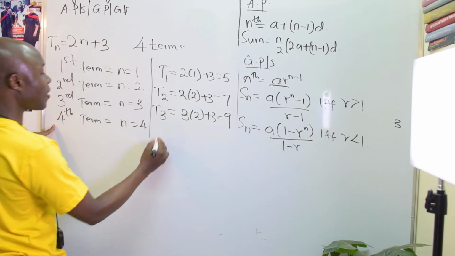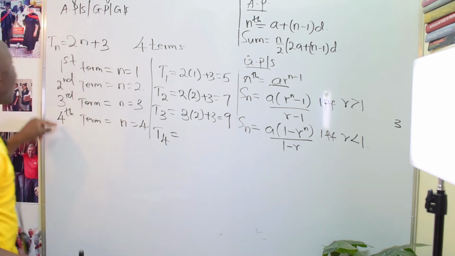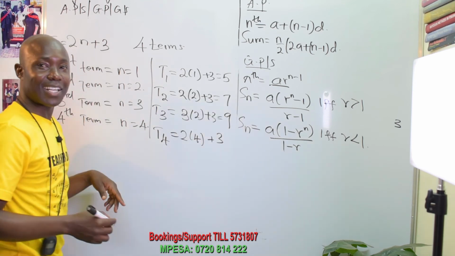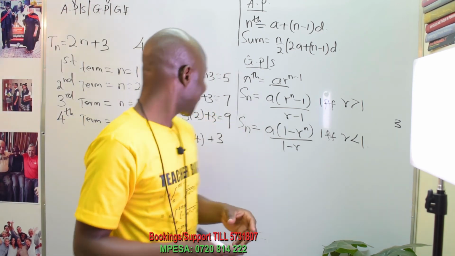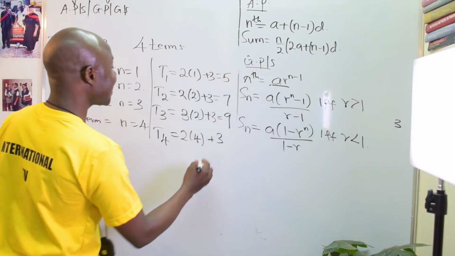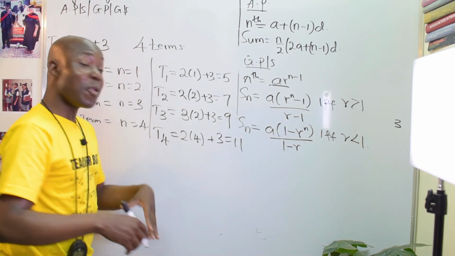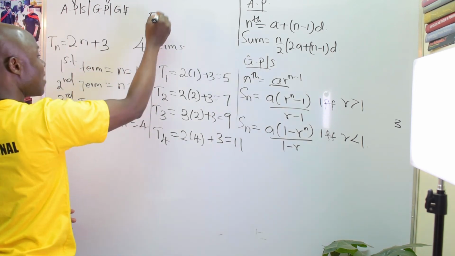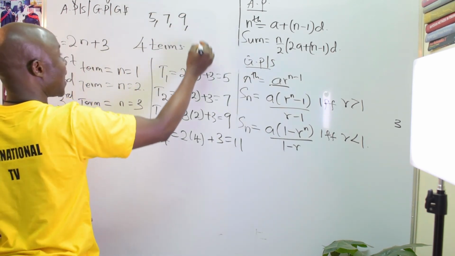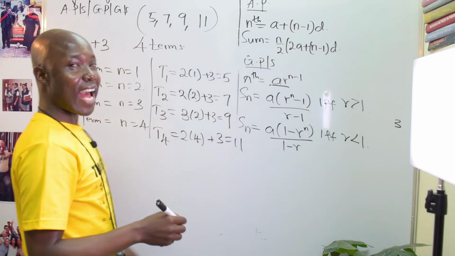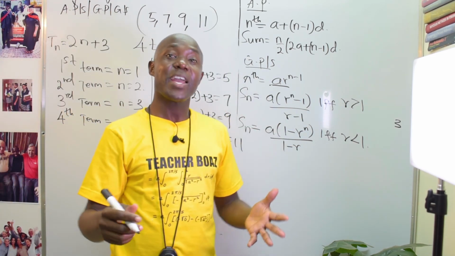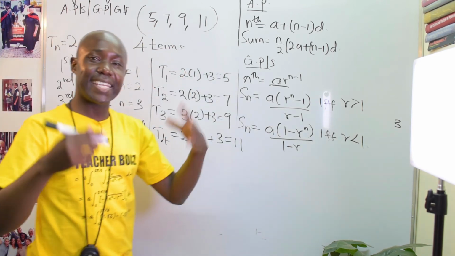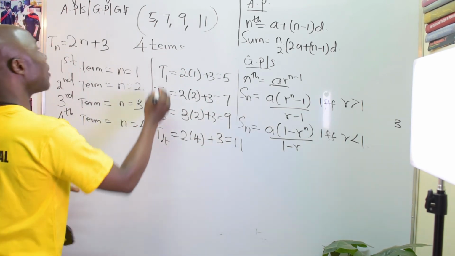When you want to get the fourth term, your T4 becomes 2 times 4 plus 3. What is 2 times 4 plus 3? You get it to be 11. So your first 4 terms in that sequence becomes 5, 7, 9, and 11. Those are the terms. What if they ask you, how do we find the sum of the first 30 terms? The moment you've checked here, what do you see?